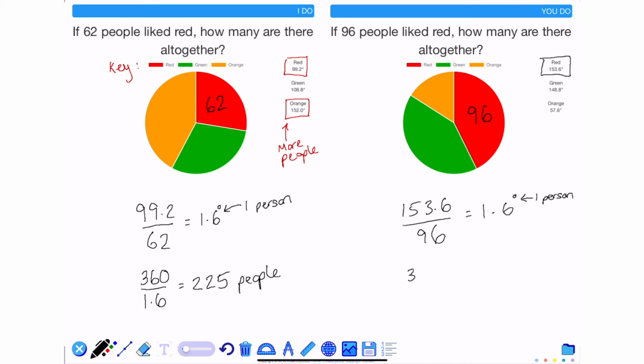Knowing that there are 360 degrees in the entire diagram, dividing it by 1.6, the number of degrees that one person represents, also equals 225 people.